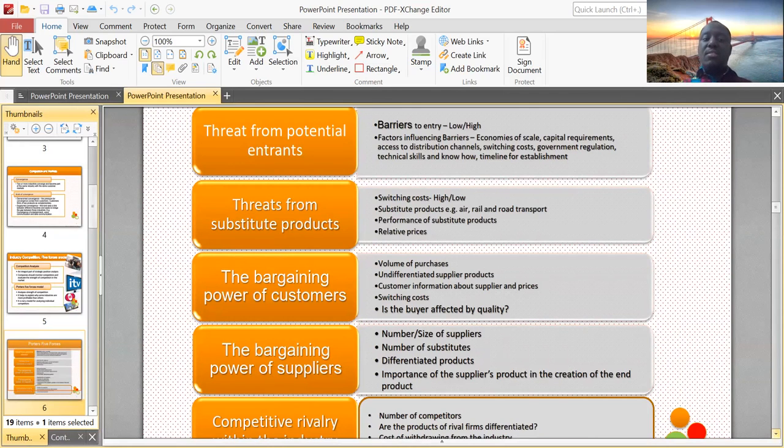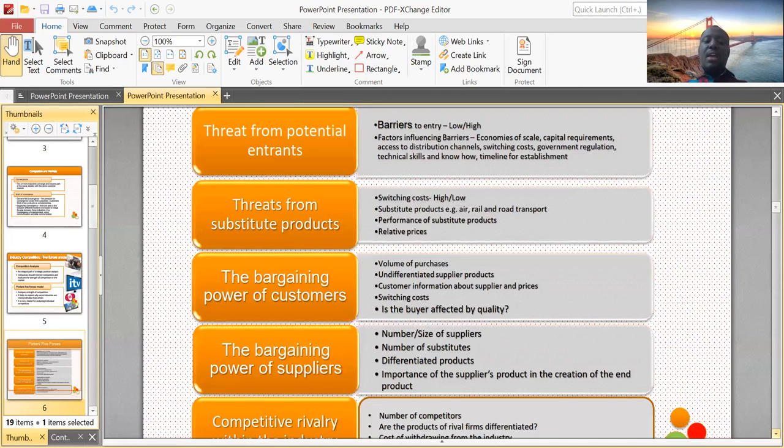Another thing that influences threats from substitute products is the performance of the substitute product. If these substitute products are good enough, then it's easy for customers to move. So think about it that way. And it helps you to understand how it influences competition, as well as the relative prices of these products. So for instance, if you have a product that is, let's say, $5, and there's a substitute product that is literally offering the same value for $4, it's easy for customers to make that switch.